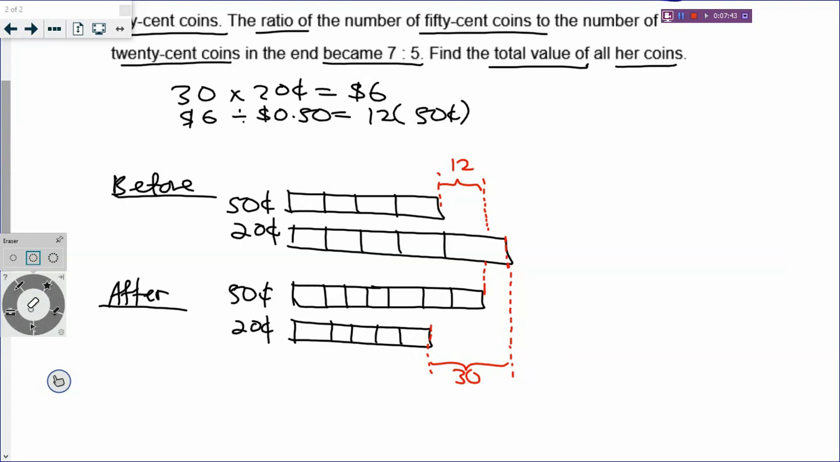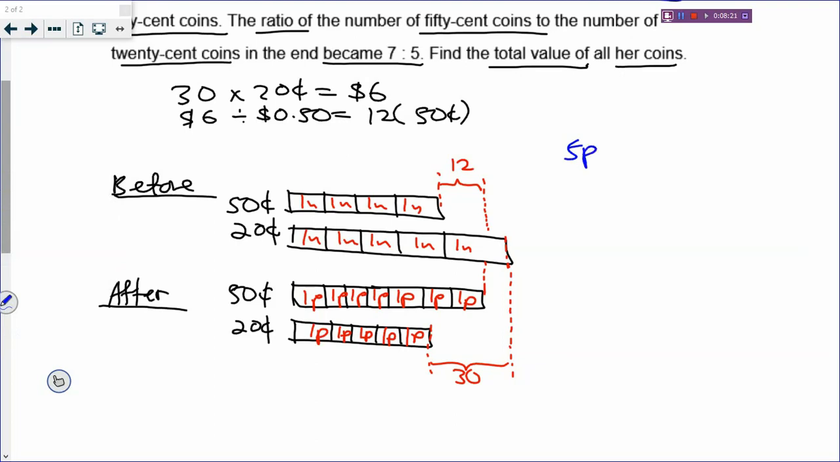So what's the next step? Now your model is done, so you should be looking at the model to see what to do. The boxes are all different, so I'm going to call all the boxes in the before model units, and the after model I will call one part. So you have a parts and units model. Then I will study the model, because your model has now become your question. Let's look at the 50-cent coins. You can see that 5 parts of 50-cent coins in the end is also equal to 4 units.